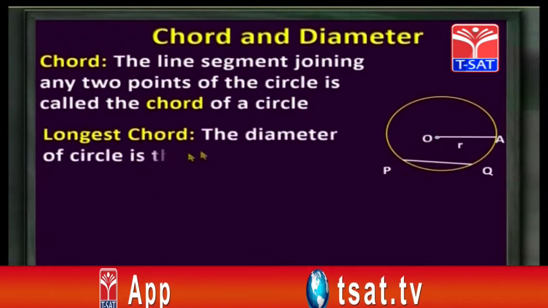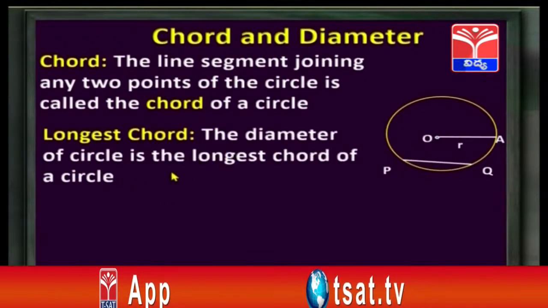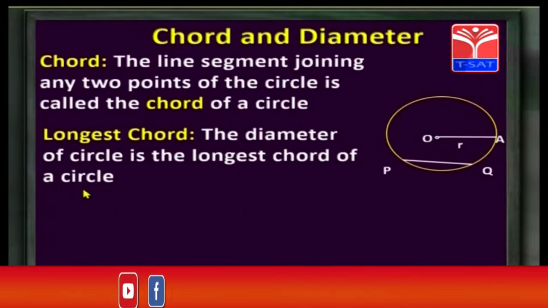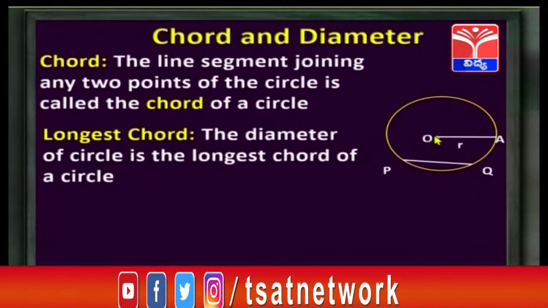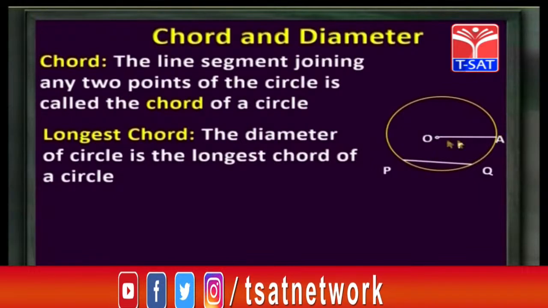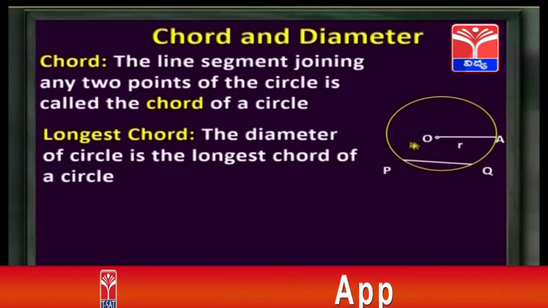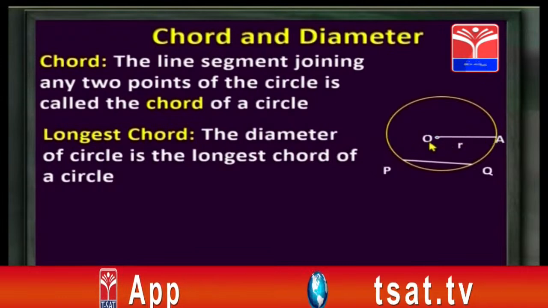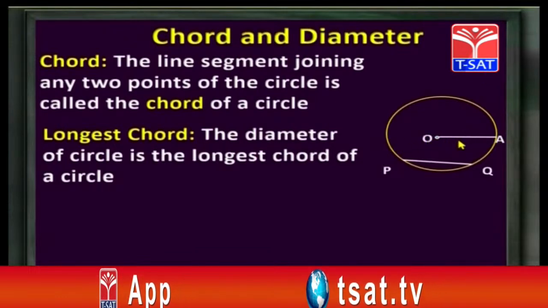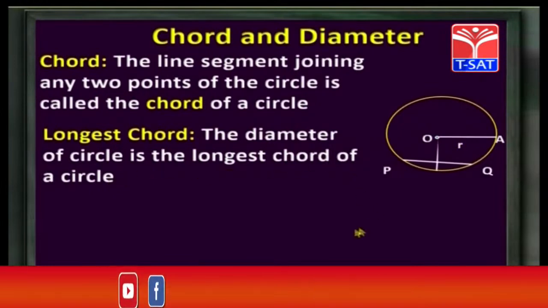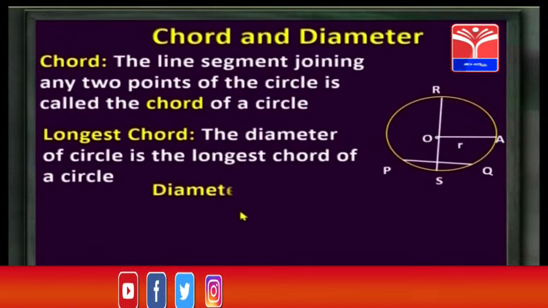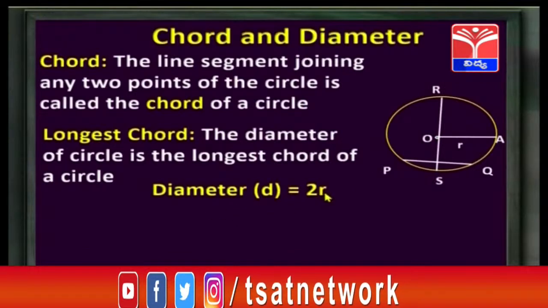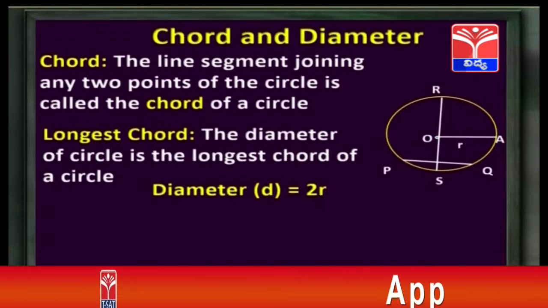So, what is the longest chord? The diameter of a circle is the longest chord of a circle. If I increase the size of the chord, it will pass through the center of the circle, which we can also call a diameter. We all know that the diameter is always equal to 2 times the radius, or else we can say half of the diameter is called the radius.